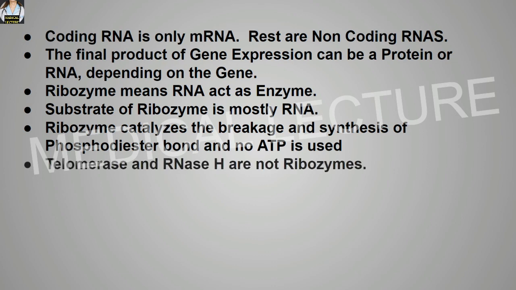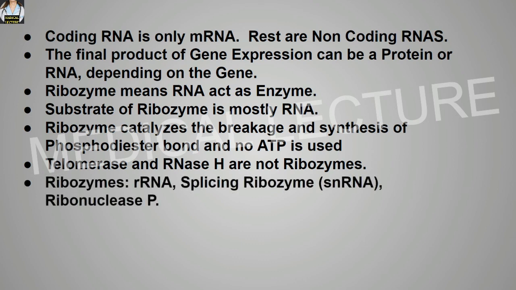Telomerase and RNase H are not ribozymes. The example ribozymes are the rRNA, the splicing ribozyme, that means snRNA, and the ribonuclease P. Ribonuclease P basically cleaves the tRNA.